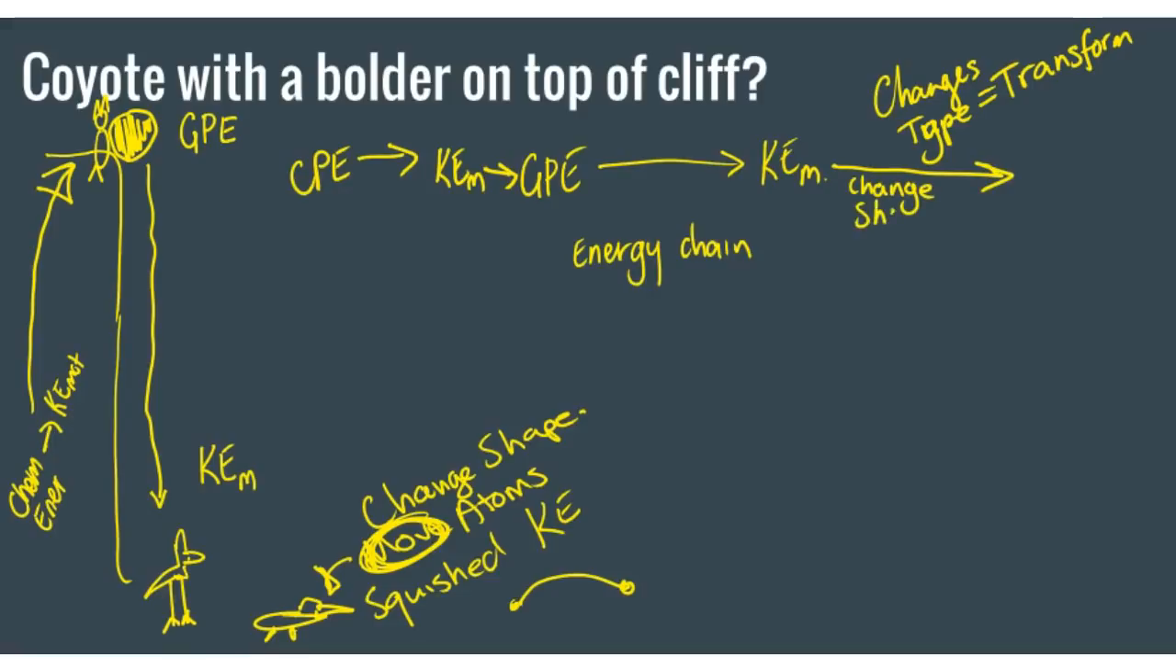And to change shape, you're actually moving the atoms, which means you've still got kinetic energy. It's just the kinetic energy of changing shape rather than moving something from one place to another. When we have this kinetic energy going to another form of kinetic energy, we don't call that transforming, we call that transferring, because you haven't changed the type of energy. All you've done is change what object it's within. We've gone from the boulder into changing the shape of poor little Roadrunner.